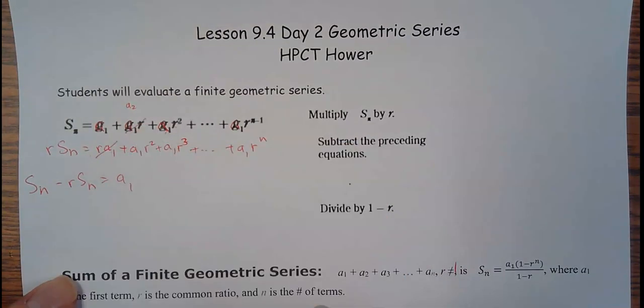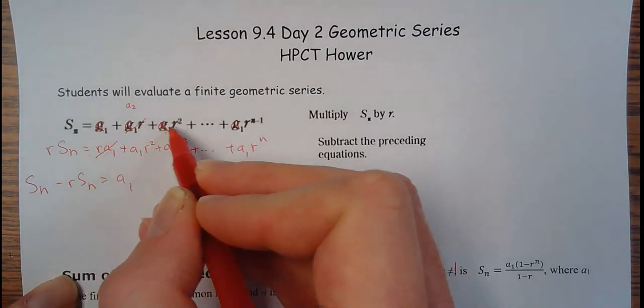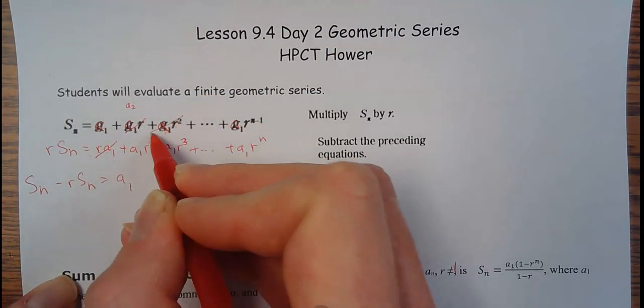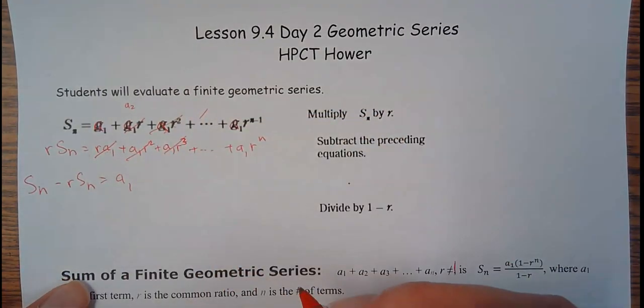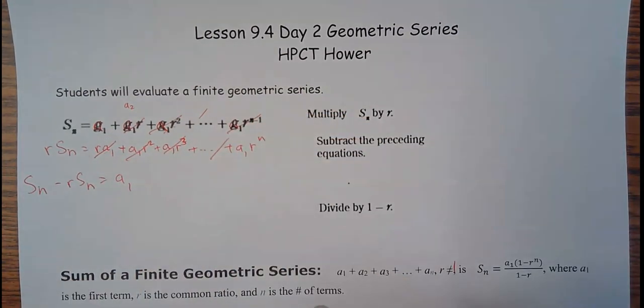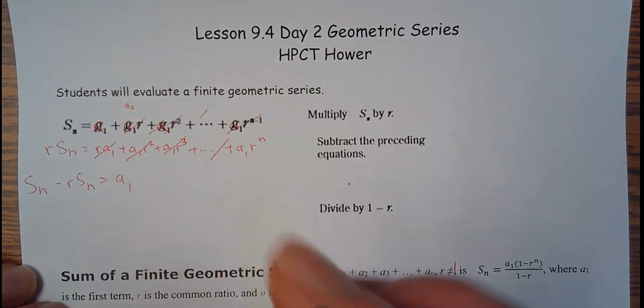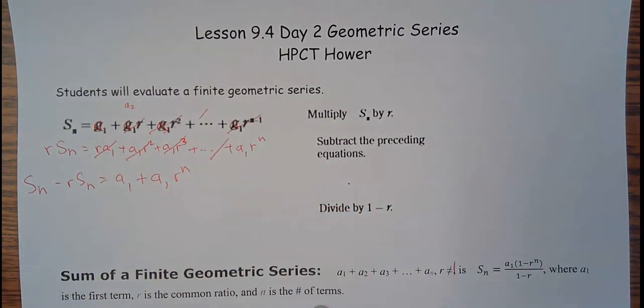So my video froze here. There we go. So this is A sub 1 R, that's A sub 1, that cancels out. A sub 1 R squared, A sub 1 R squared, they cancel each other out. Over here is going to be one that's going to cancel that one out. All the way down to this would cancel the one before it out, but then that one's left over. So this would be plus A sub 1 times R to the n.